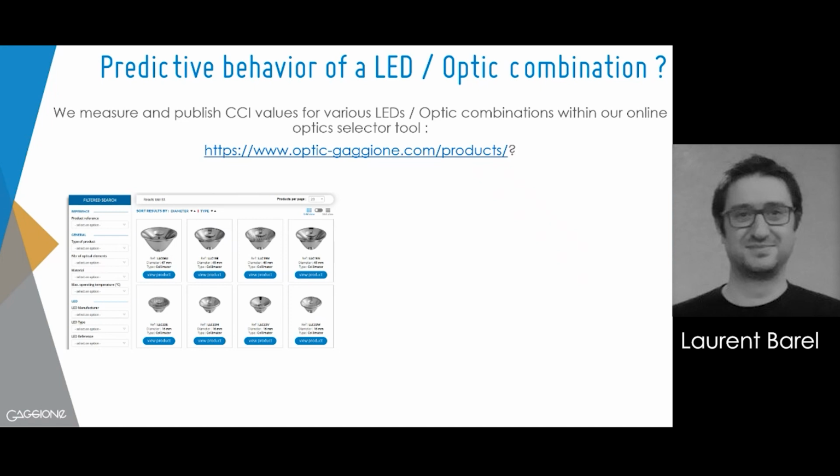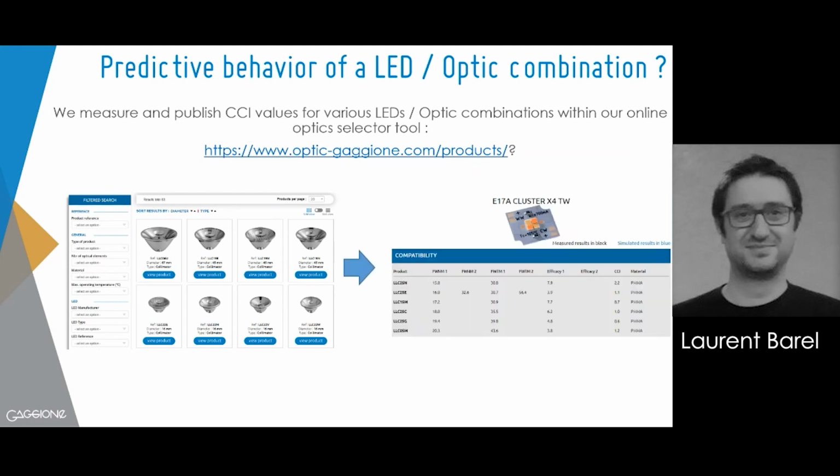We measure all of the LEDs we have with all of the optics, and we publish the corresponding measurements. So you will find very common measurements, FWHM, FWTM, sometimes two values when there is an elliptical optic involved. But we now also publish the result in terms of color consistency index. So knowing what LED you want to use, or your customer has been validating or is willing to use, and what type of application you're dealing with, you can already predict how good or how bad the color mixing will be.